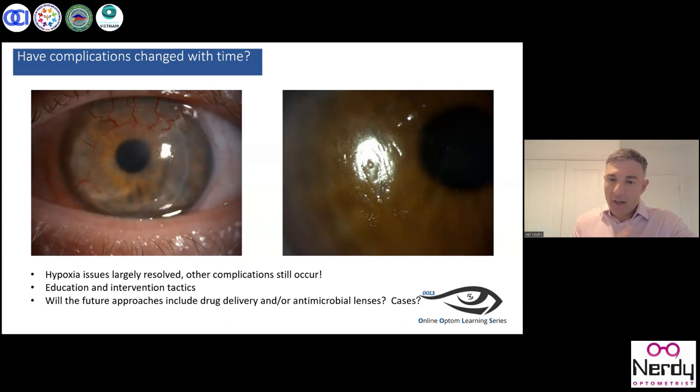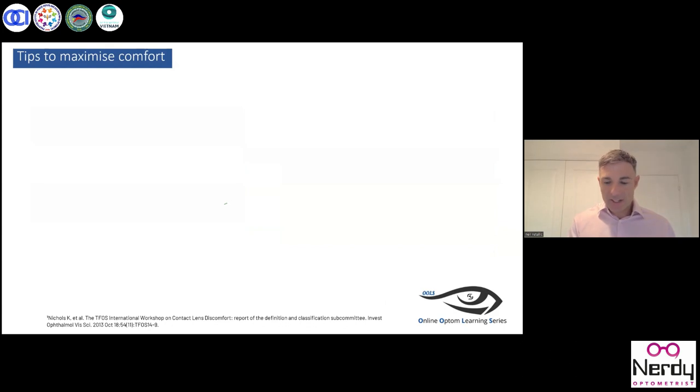But there are other complications, and with the modern designs, how is that surface interacting with the eye? What's going on under the eyelid as well? So we need to think about our education and intervention tactics, and also what will future advancements bring? The fact that we're going to have drug delivery contact lenses might help with treatments, but also may help in other areas by having antimicrobial lenses, so that they give that protective function. And also cases, they've looked at designs of those. Should they remind you when to replace them? Should they change color? How does it work if biofilms are building up? Is there any way that we can let people know? So there is work being done by the manufacturers at the minute on how we can help in various different ways.